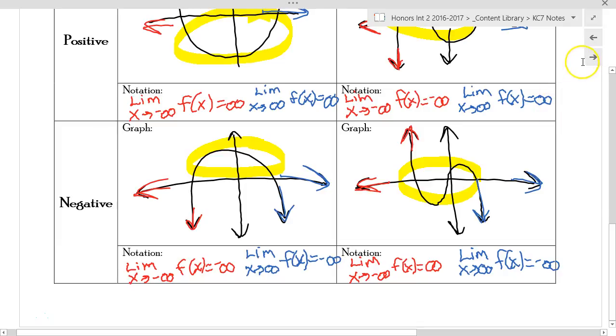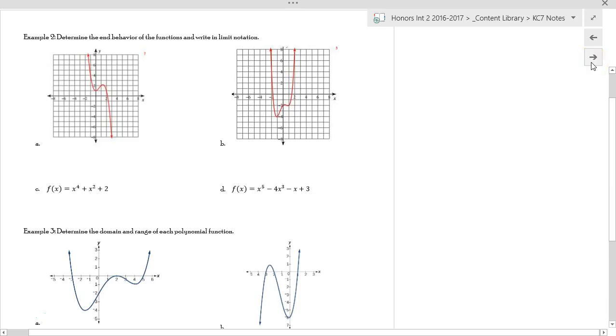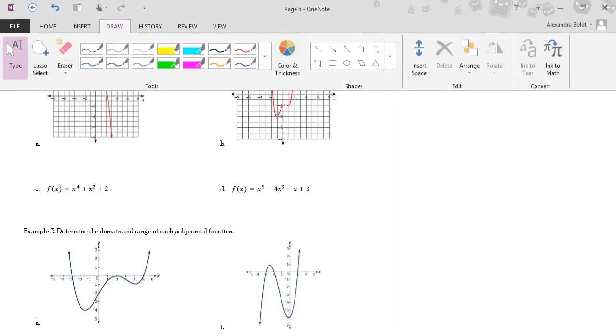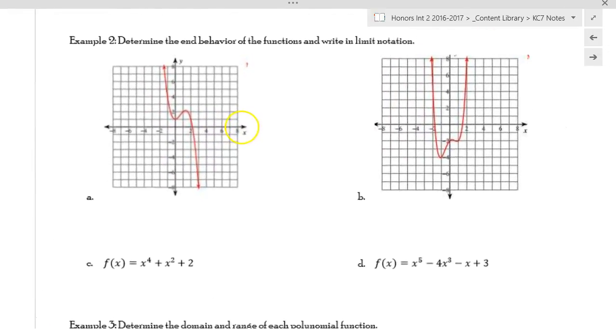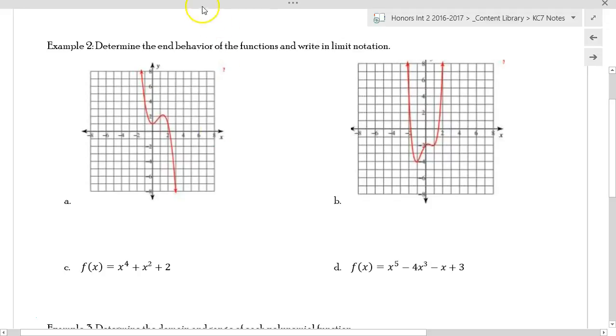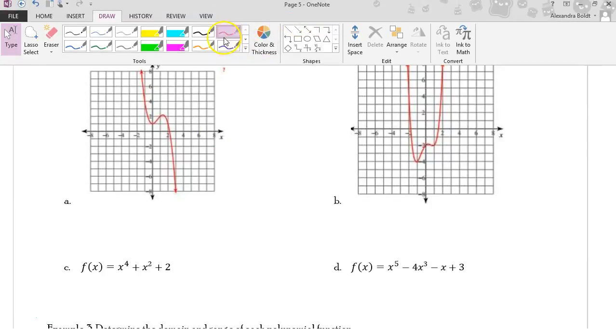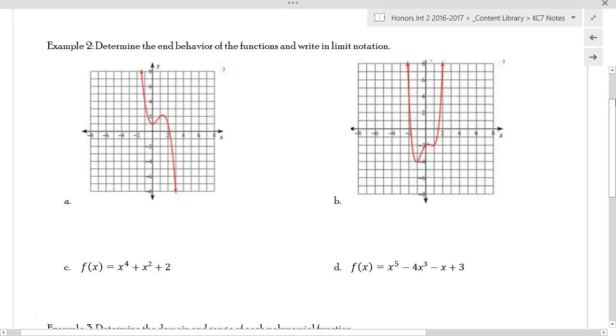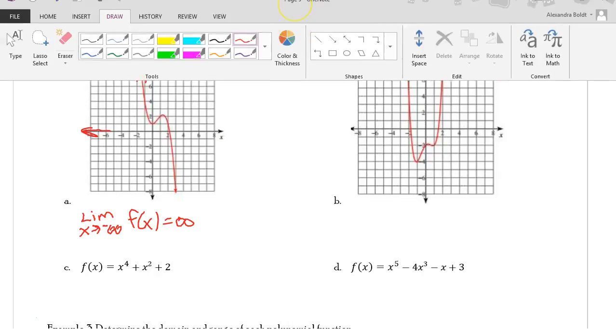All right, so let's look at an example. Go ahead and turn to the next page. So, looking at example 2, it says determine the end behavior of the function and write in limit notation. Okay? So again, I'm going to start by going to the left, not the right. So, like before, this is the limit as x approaches the left, and left is negative infinity, of f of x equals, and then my graph is going up. Up is positive, so it's infinity.